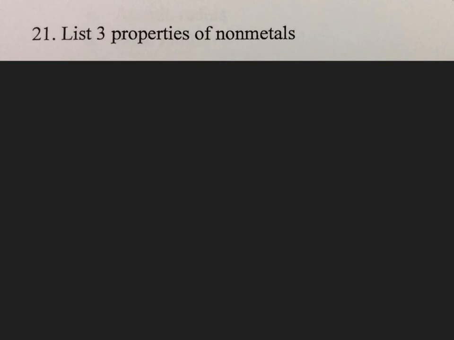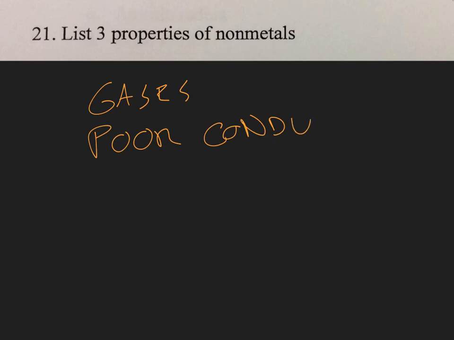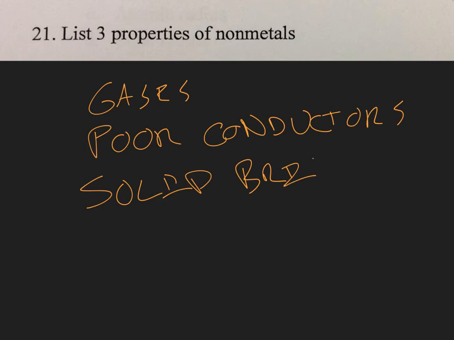Three properties of nonmetals. Nonmetals tend to be gases at room temperature. They tend to be poor conductors of heat and electricity. And you could say poor conductors of heat and poor conductors of electricity. That would be two traits. And their solid forms are brittle, which means they crumble or break easily, unlike metals, which are more flexible and bendy.